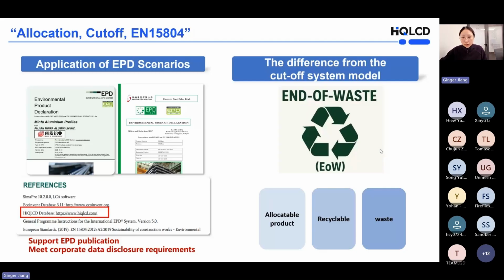Similar to the allocation cutoff by classification system model, the generator of waste bears the full environmental burden of waste treatment. Recyclable outputs are burden-free for the user when utilized. The main differences from the allocation cutoff by classification system model lie in the cutoff point and inventory indicators.